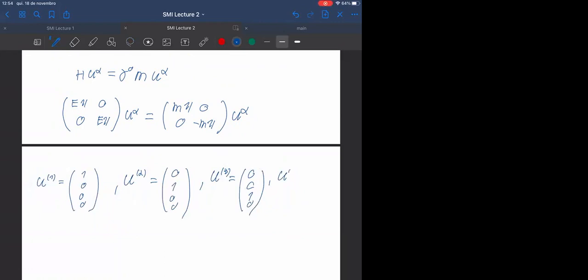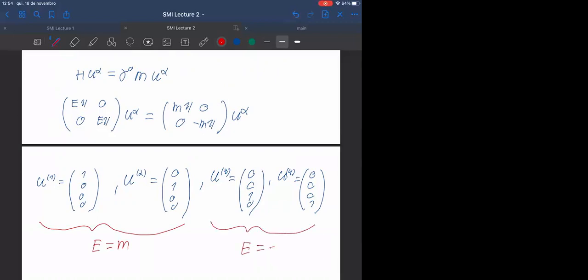And U4, 0 1, right? Where these first two are the solutions of positive energy, and these two are the solutions of negative energy. But what do you guys note here immediately?